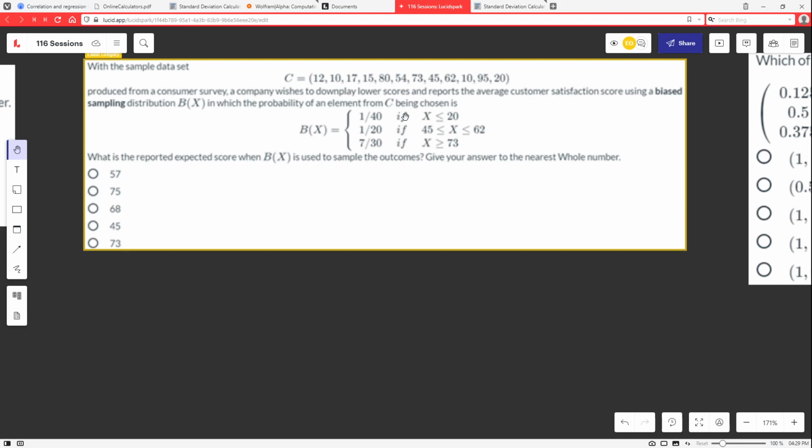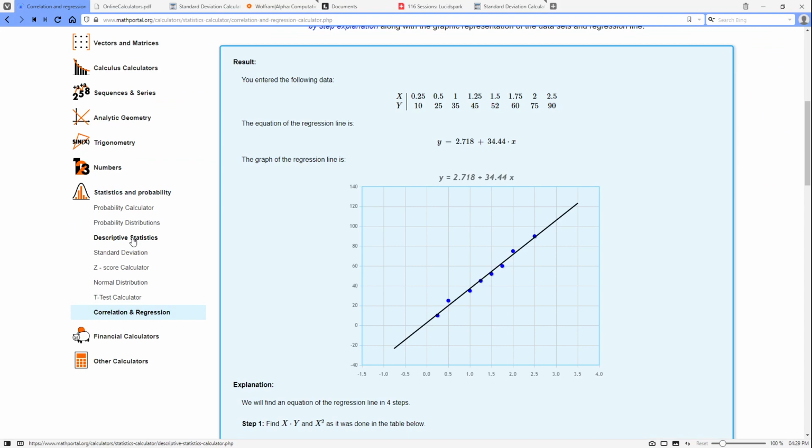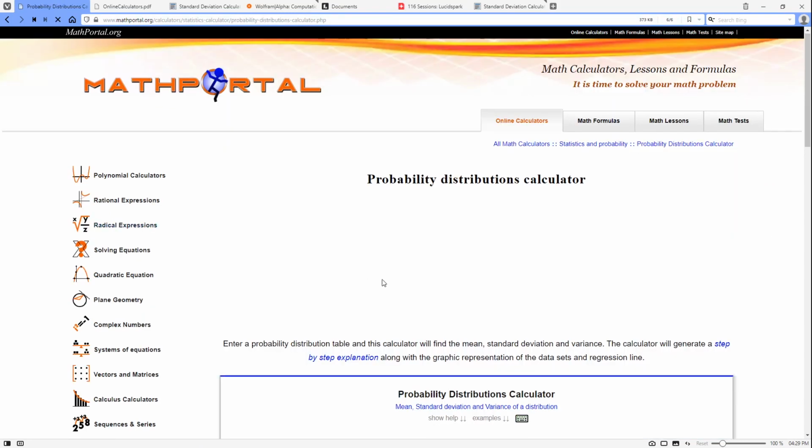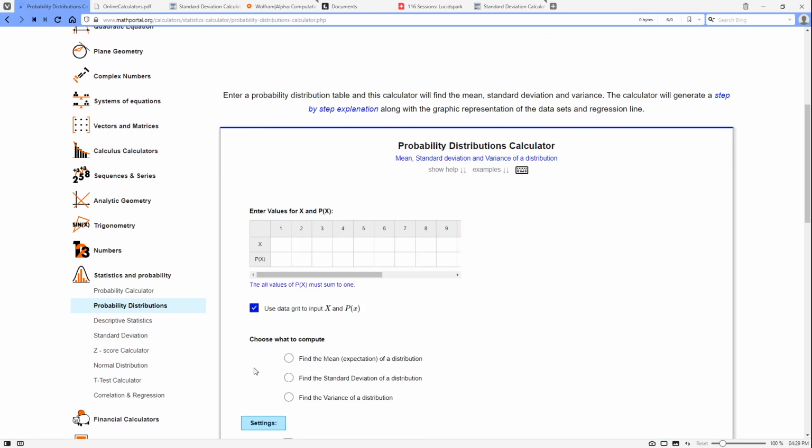For this, we're going back to this one. We want a probability distribution. Okay, so we will put those values in. So it's 12, 10, 17. And there's a way to do this manually. I forget the equation, so I'm doing it this way. Put in 111, 73, 45, 62, long one.